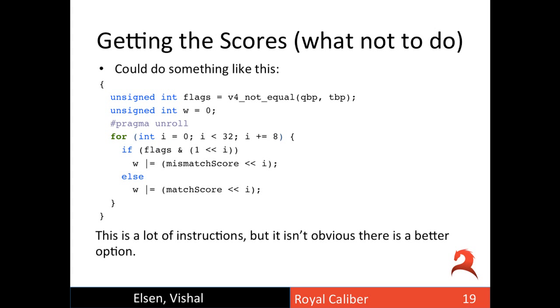So we can imagine when we're trying to get the scores like I was talking about earlier, we could use the vector not equal. I was mentioning they have comparisons. We could use the not equal operator and compare the query base pairs and the target base pairs, and then we'll get 1s when they're different and 0s when they're the same. And then we could write some kind of loop that checks, oh, was it a 1 or was it a 0, and then moves the correct score into that part of the word. But this ends up being quite a lot of instructions, and we already said that the vector instruction was slow, and then we're doing at least another 8 instructions as we go through this loop. So it's really not that fast. So we want to find a better way.